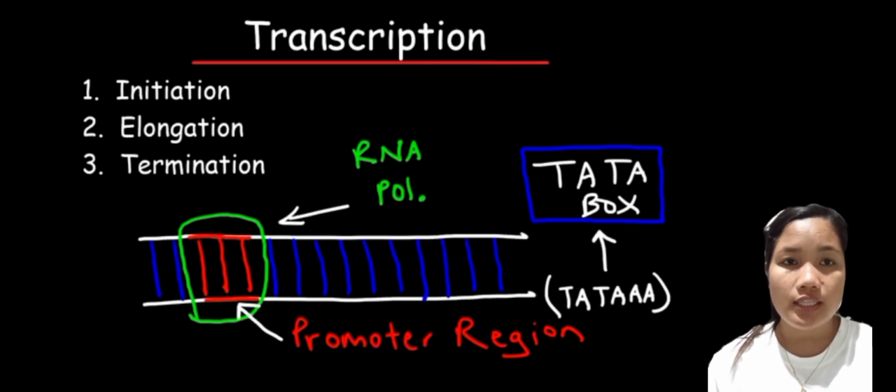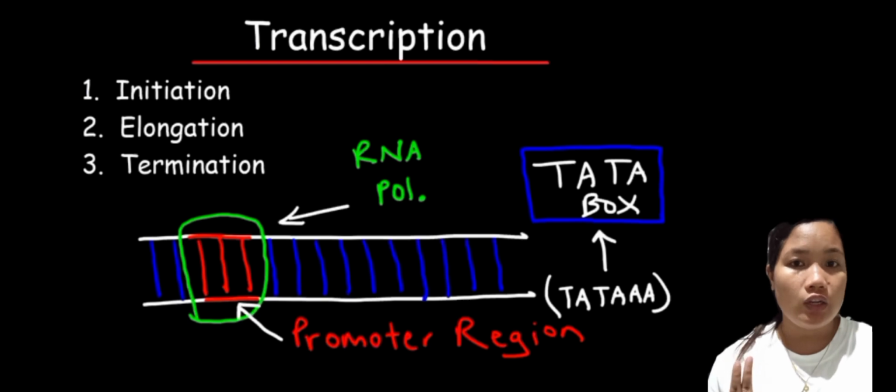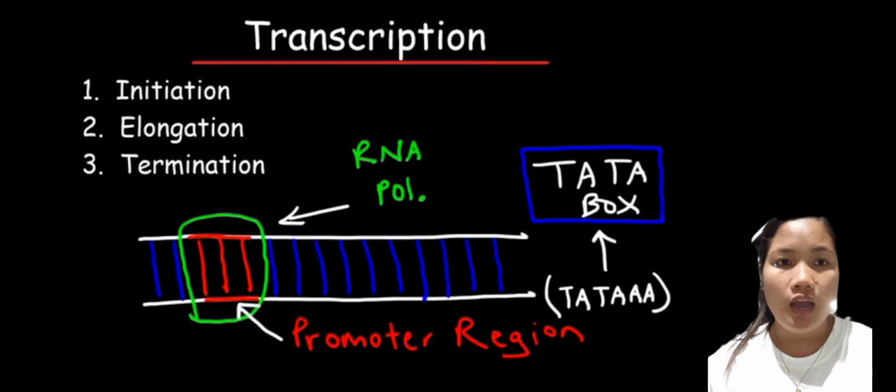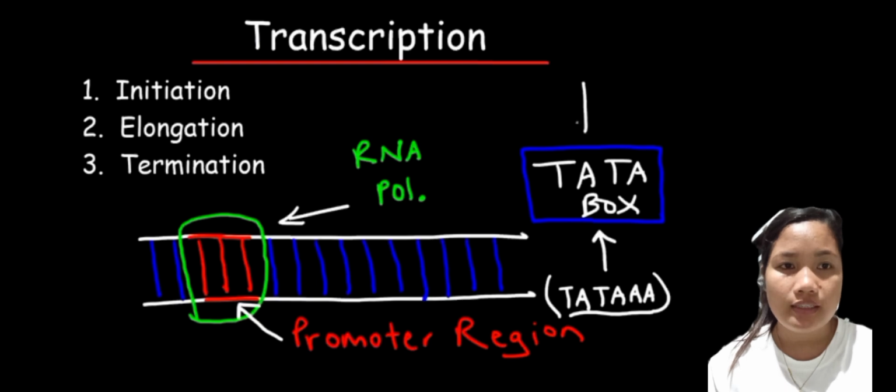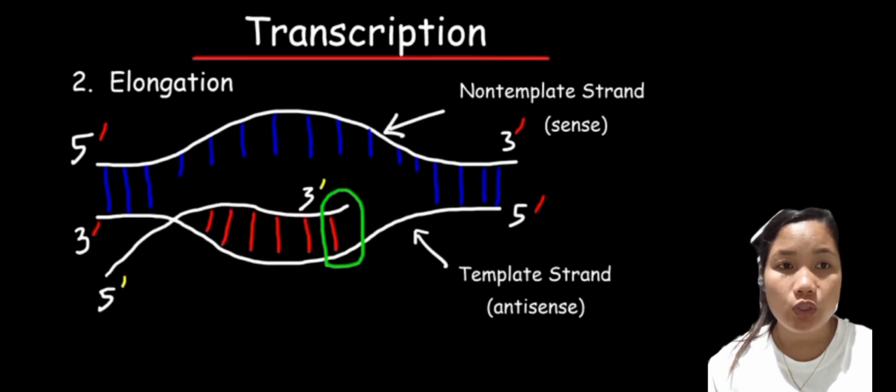Transcription occurs in three steps: initiation, elongation, and termination. During initiation, RNA polymerase binds to the promoter region of DNA. Now, what is the promoter region? The promoter region is basically a short sequence of DNA. In eukaryotic DNA, it's TATAAA, also known as the TATA box. This sequence is located 25 nucleotides upstream of the site where transcription begins.